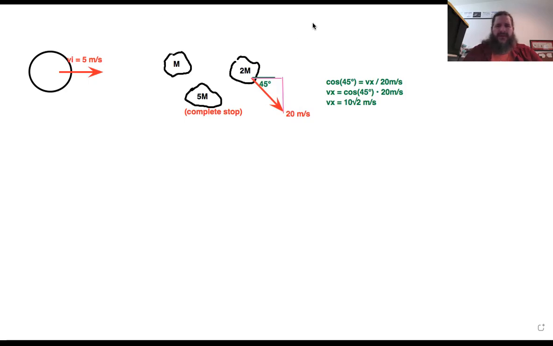Also, let me label these objects. Let's call these objects object A, object B, and object C, so we can refer to them more easily than the 5 times as big piece and the 2 times as big piece. So object B has a final velocity of 10 root 2 to the east and 10 root 2 to the south. So we'll say VB final equals 10 root 2 comma negative 10 root 2 meters per second.